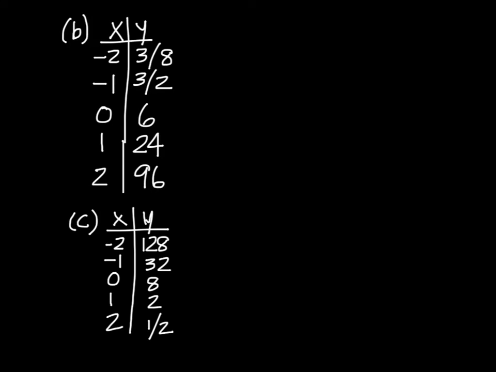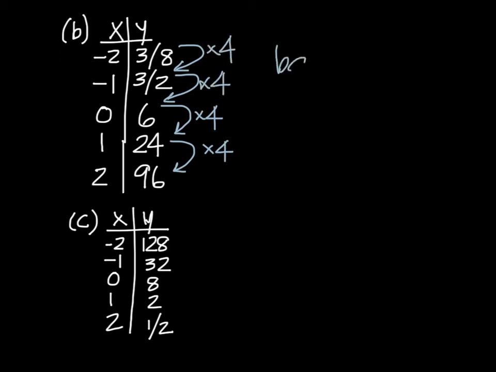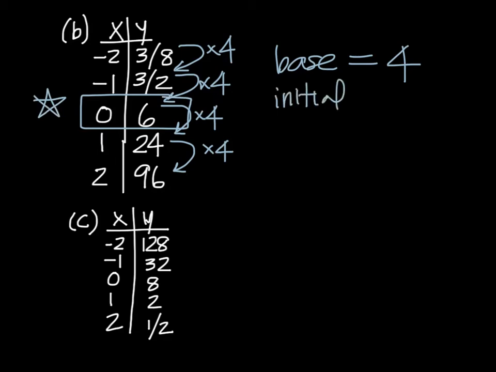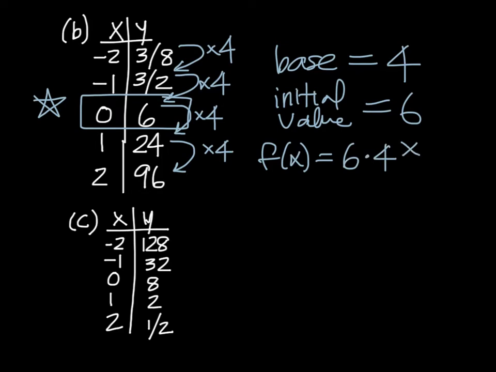Here's another example. Here, it's not as clear what number we multiply by to get to the next output. But there's enough clues for us to see that the answer is 4. So that means that the base is 4. To look for the initial value, we look for when x is 0. So that means the initial value here is 6. So our function is f of x equals 6 times 4 to the x.